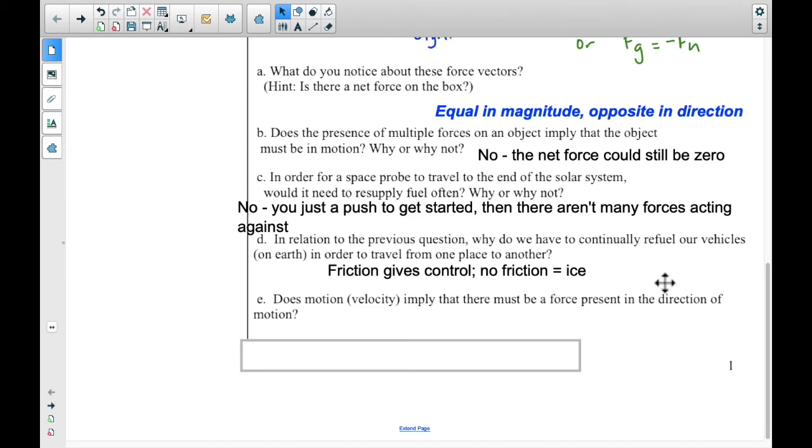So friction is what gives us control, but it's also what makes it so that we have to refuel. Okay, last question on this page. Does the motion or velocity imply that there must be a force present in the direction of the motion?